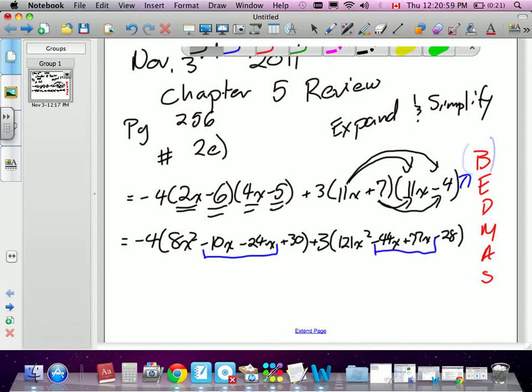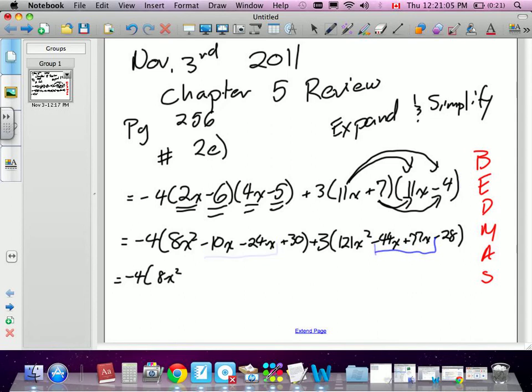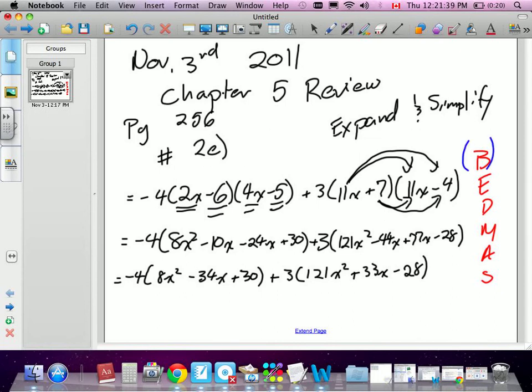Now what I need to do is simplify my brackets. Go back to brackets again, right? After each step, look at what we've created. In the brackets, I can simplify these 2 sets of terms. So I'm left with -4 times 8x squared, -10x minus 24x, which is -34x. And in our other bracket, -44x plus 77x will give us +33x minus 28. So I've simplified.